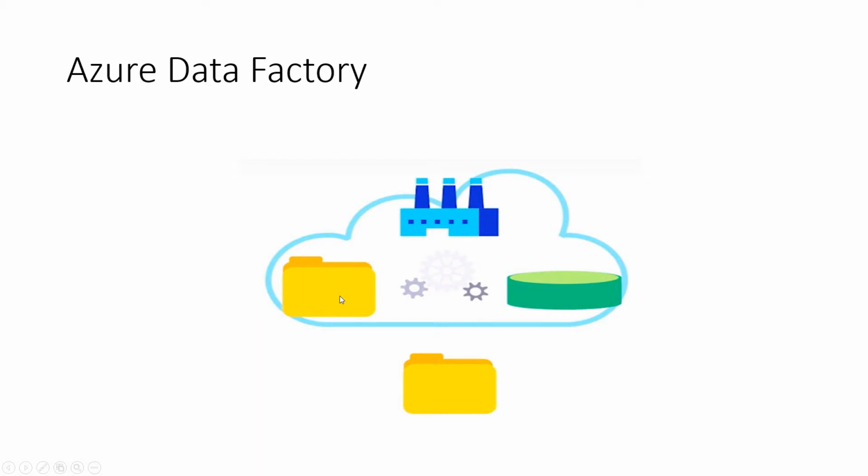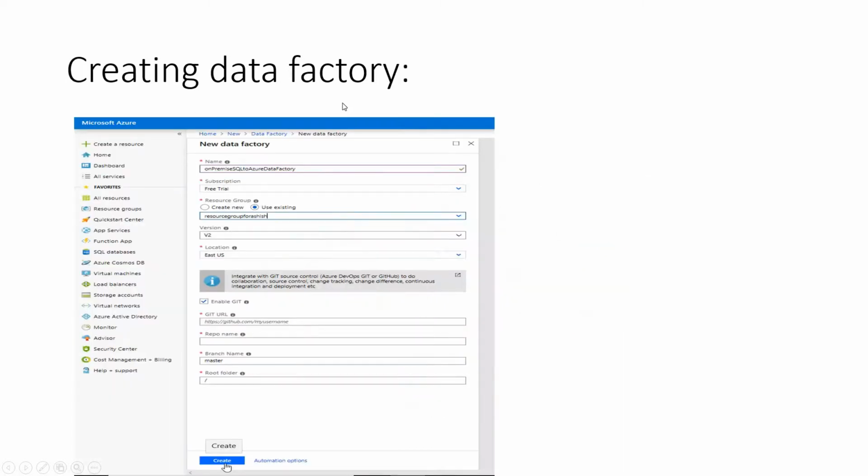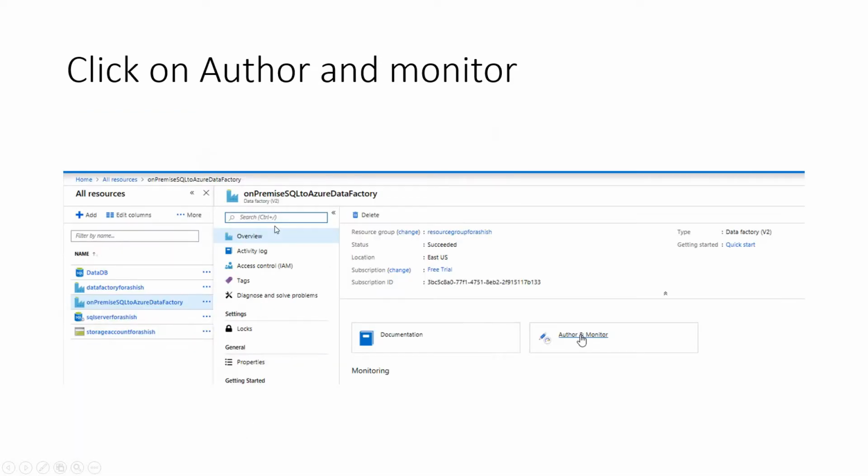And like I explained in my previous video, Azure Data Factory is the one responsible for such a job. So the next thing we need to do is create a data factory. You click on create a resource and then create a new data factory. You give it any name. For simplicity, I just gave it on-premises-to-Azure-Data-Factory. Then you select the resource group. Either you can create a new one or choose an existing one from the drop-down, and then you simply click on create.